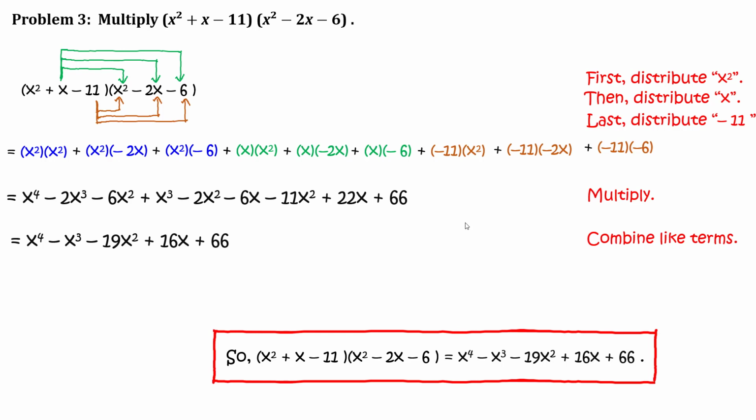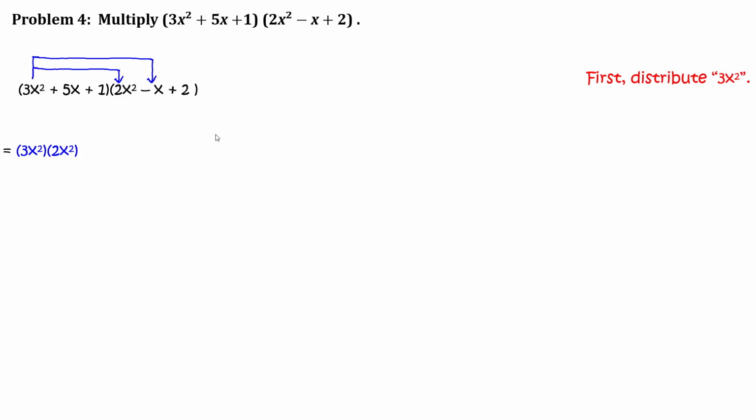Okay. All right, let's try one more of these. So problem 4, multiply 3x squared plus 5x plus 1 times 2x squared minus x plus 2. If you want, pause the video and multiply that out, see if you get the same answer as I do, kind of like we do in class. But anyway, I'm going to start by writing out the problem that was given. And then I'm going to use the process. So I'm going to ignore the 5x and the plus 1. First, distribute the 3x squared. 3x squared times 2x squared plus 3x squared times negative x plus 3x squared times 2.